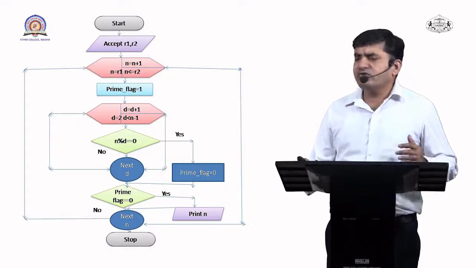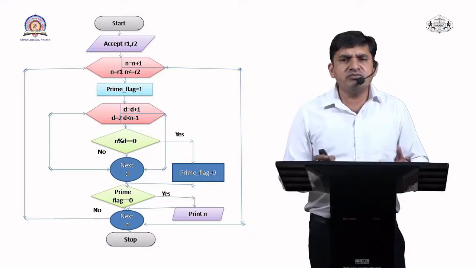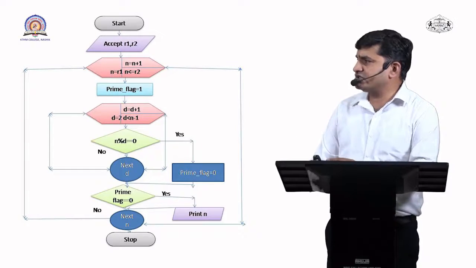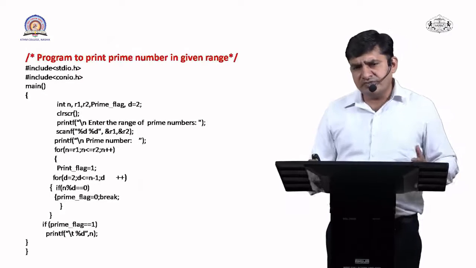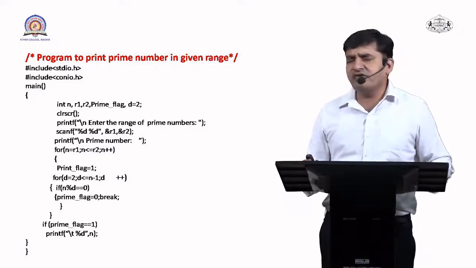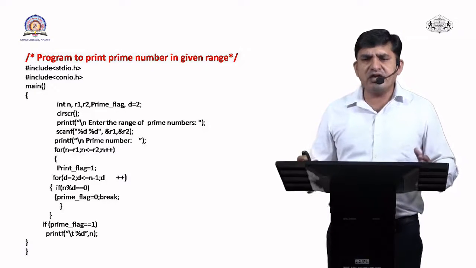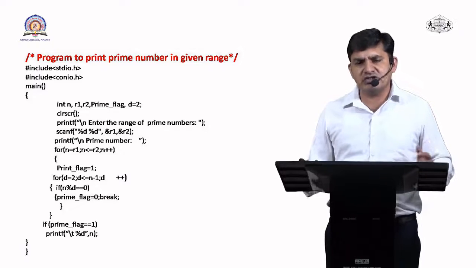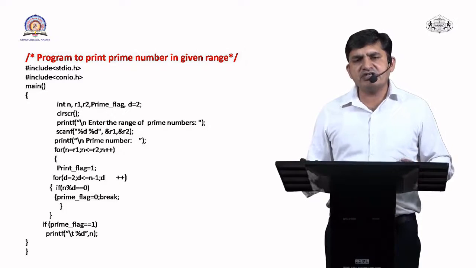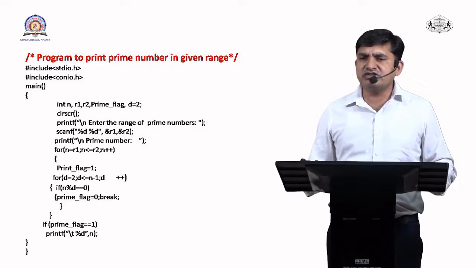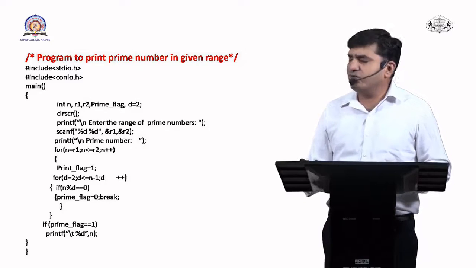Now we have to see what is the program to print the prime number. First is a hash. First is the program to print prime numbers in a given range. This is a comment line. This line is not executed during the execution of the program. Then hash include is a preprocessor directive. stdio.h is standard input output.